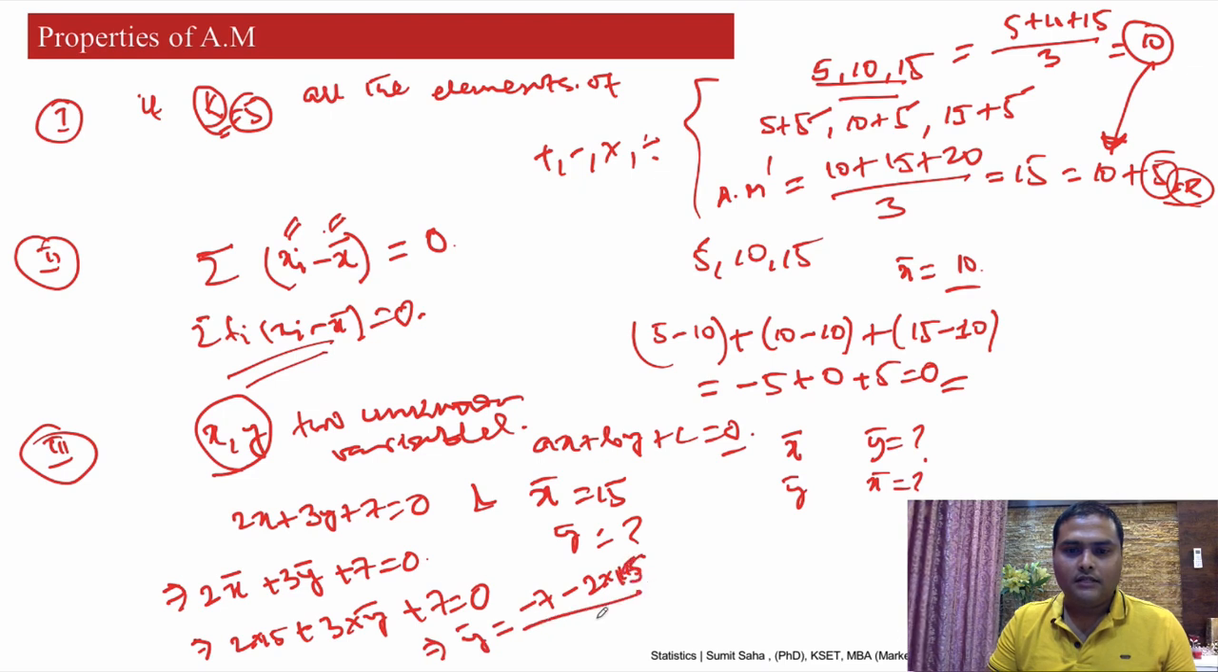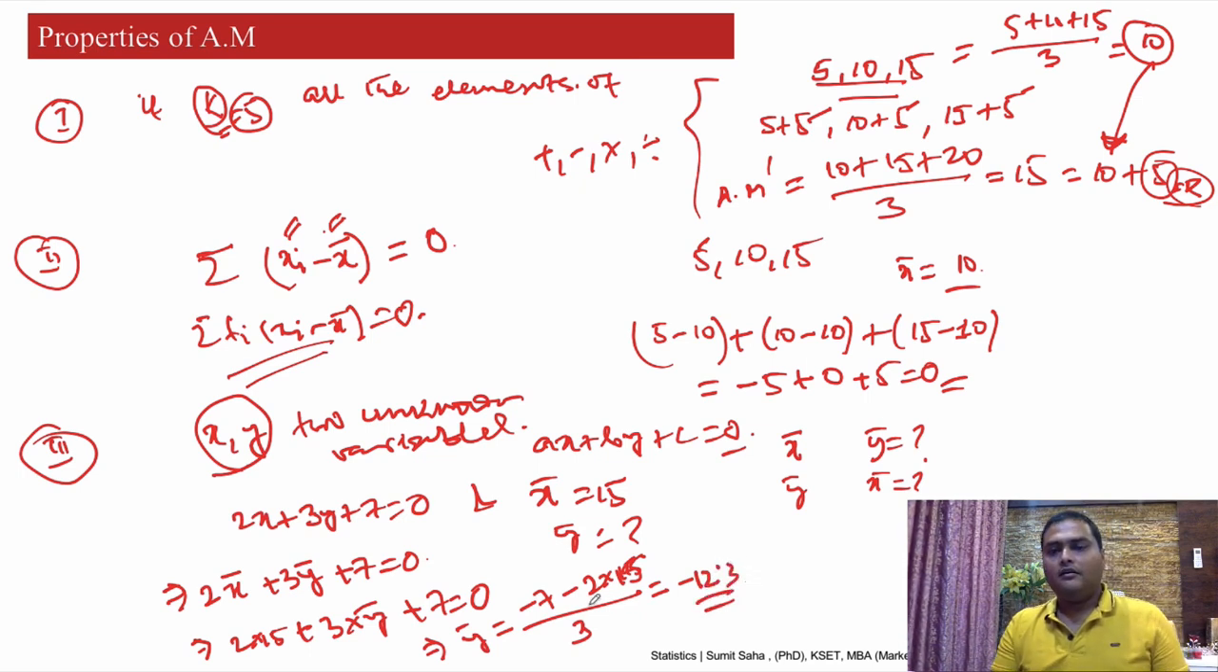Okay, that means 30 minus 30, divided by 3, so we are getting minus 37 by 3, 12.3 roughly, right? Minus 37 by 3, 39 minus 12.3, something like that. So this will be the y value. So what does this mean?